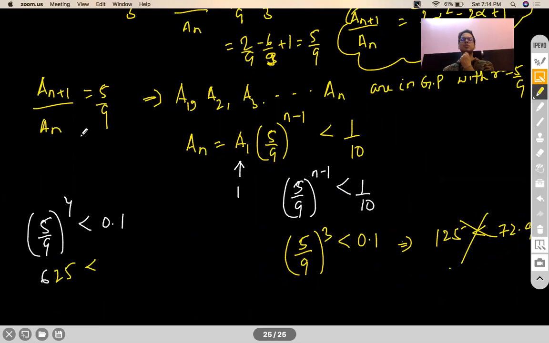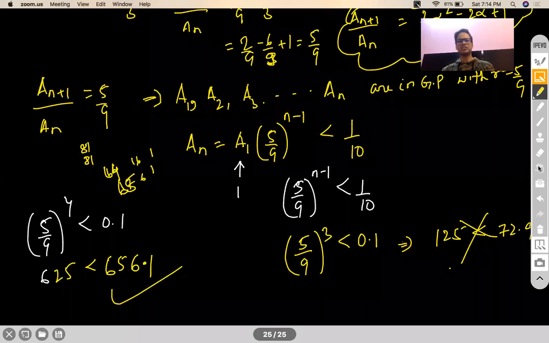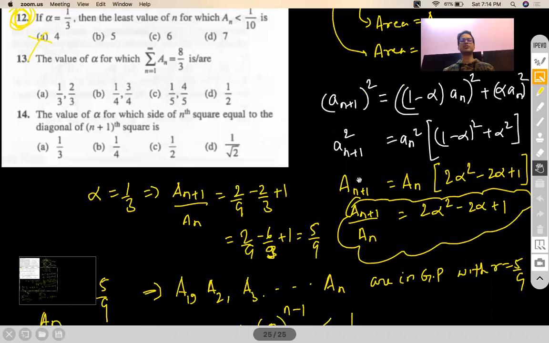9 to the power 4 will be how much? 81 into 81 will be 6, 1, 7, 6, 1, right? Am I right? Oh, sorry, I'm very sorry. It's 6561. Yes, 6561. So 656.1. Yes, this is correct. So the least value that I see is 5.